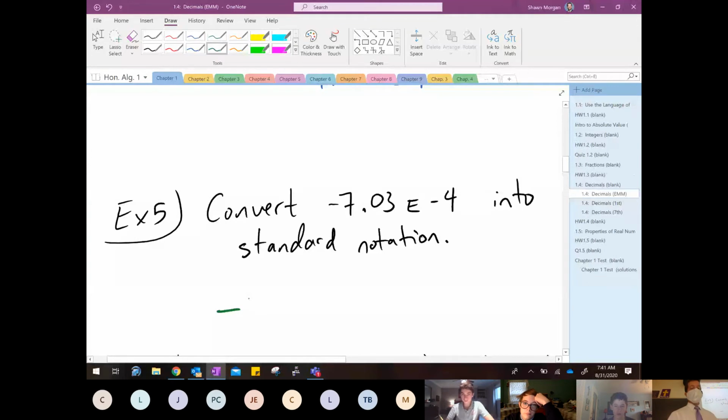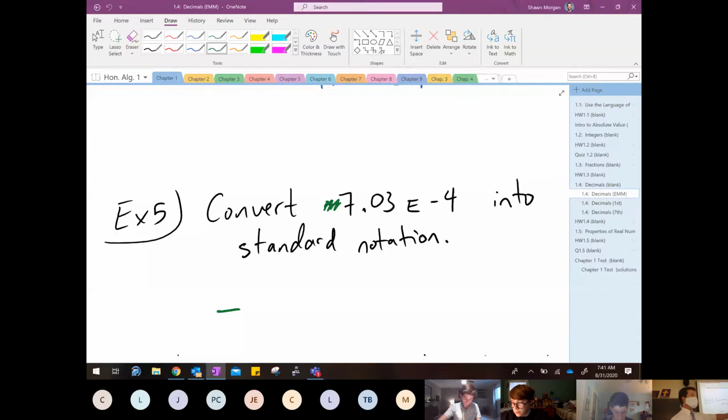Okay, so as long as I remember my answer is going to be negative, I'm just going to get this out of sight and out of mind and just look at 7.03 times 10 to the negative fourth. Okay, the sign of the number does not affect the conversion of the number. If I were you, I would write that down. The sign of the number does not affect the conversion of the number. Okay.